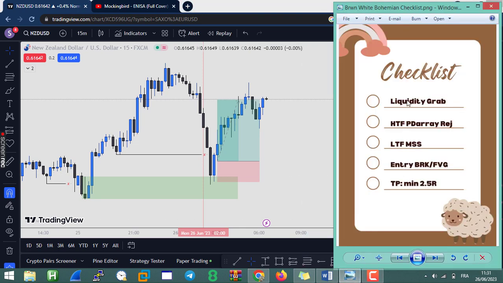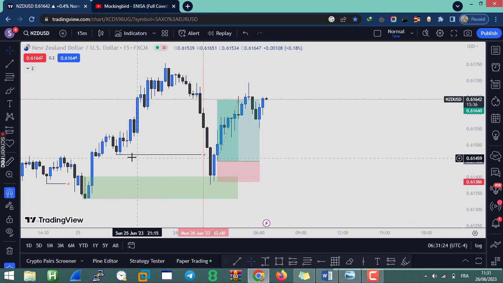So first of all, a liquidity gap. Do we have a liquidity gap here? Yes, we have this liquidity gap. After 2 a.m., price reached for this liquidity.